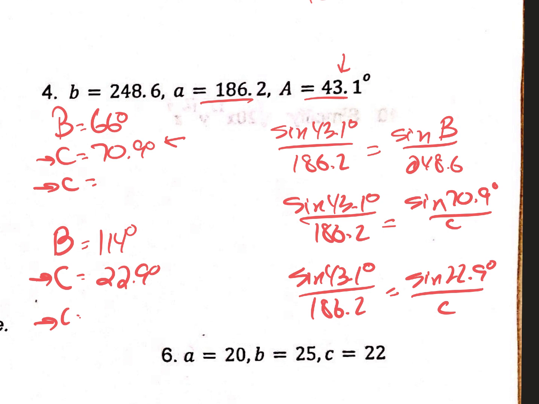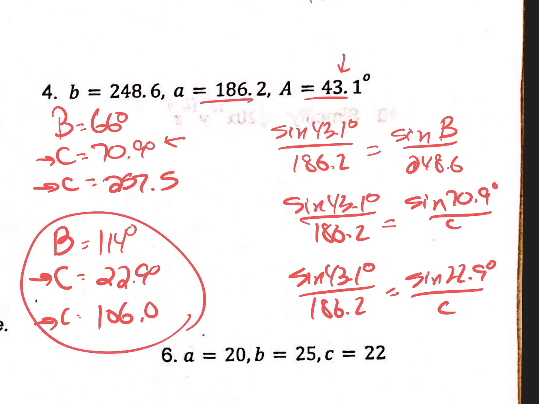Okay, I punched the first one in. I'm getting 257.9 0.5 up there. And then when I do the second one, I'm doing 186.2 times sine 22.9, and then divide that by sine 43.1. I'm getting 106.0. Okay, so two solutions to that one. Make sure you're good with that and how I did all that. That's probably the longest one in the whole test.